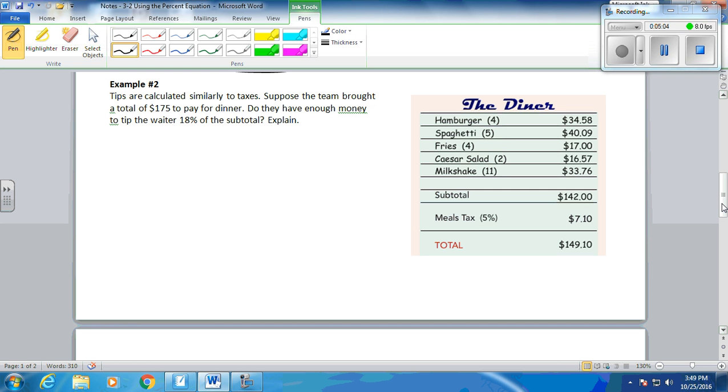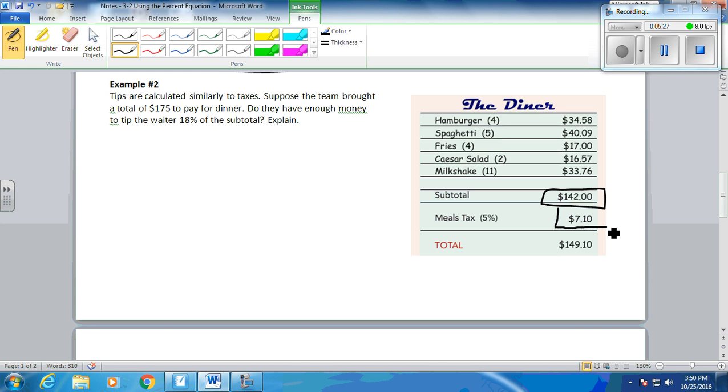Moving on to example number 2, they're talking about how tips are calculated similarly. So tips are calculated similarly to taxes. So tip is being added on just like tax is being added on. Suppose the team brought a total of $175 to pay for dinner. Do they have enough money to tip the waiter 18% of the subtotal? So if we look, they've given us the subtotal.